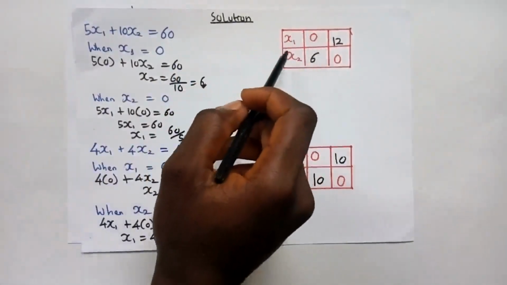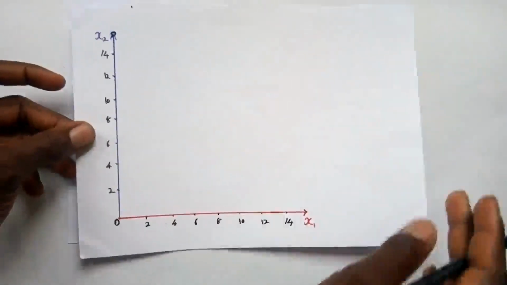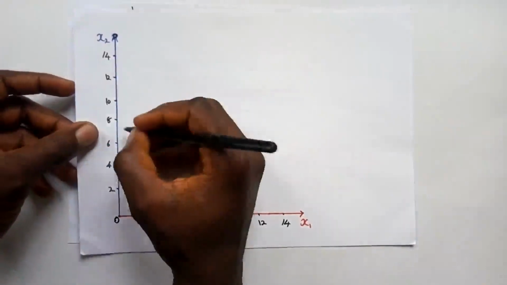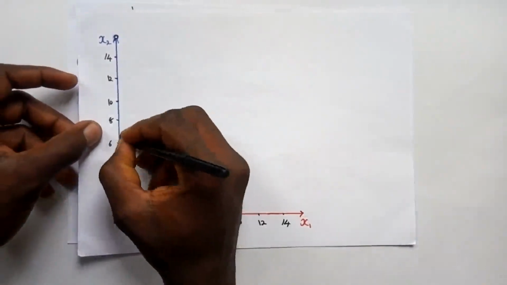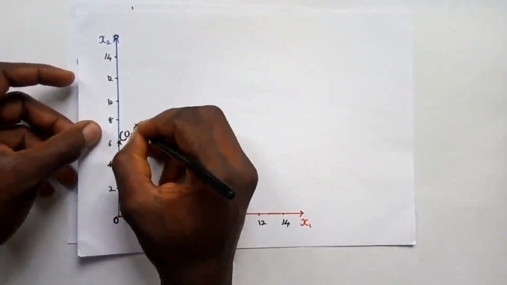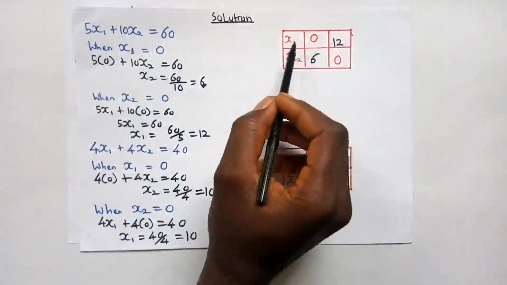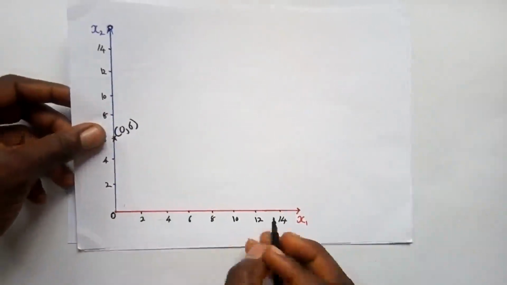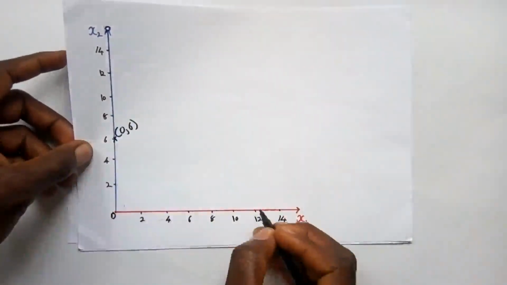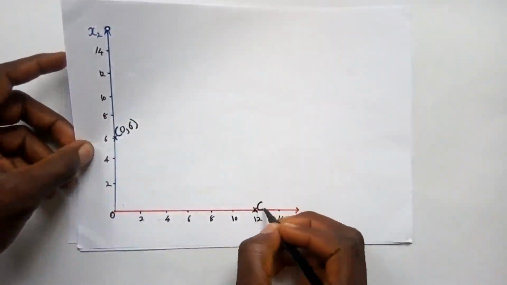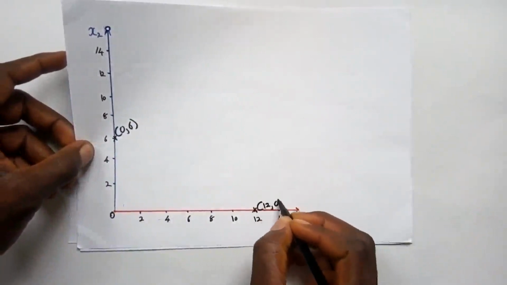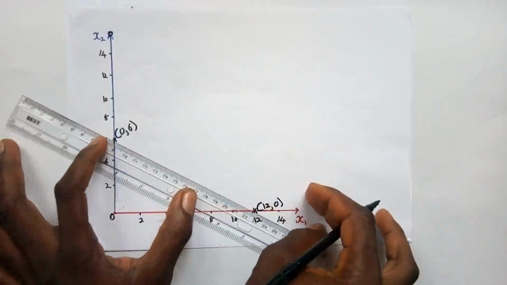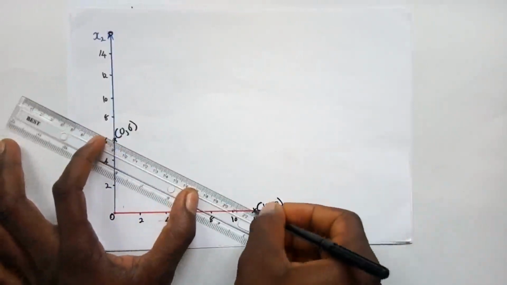When S1 is equal to 0, S2 is equal to 6. Look at the point here. S1 is equal to 0 and S2 is equal to 6. And when S1 is equal to 12, S2 is equal to 0. Look at the point here. When S1 is equal to 12, S2 is equal to 0. So we draw the first line here.